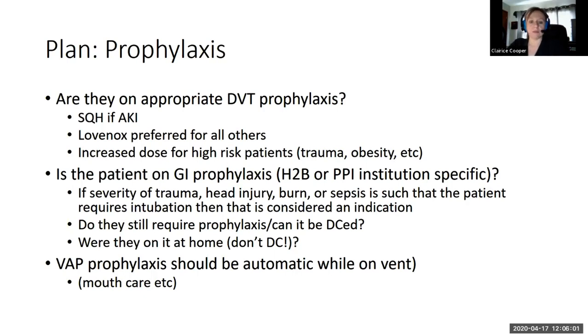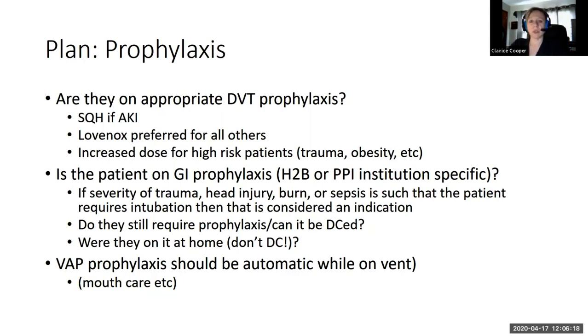Finally, make sure you double check that they weren't on it at home. So if they're on a PPI at home for GERD, make sure that they remain on that and that you don't discontinue it.